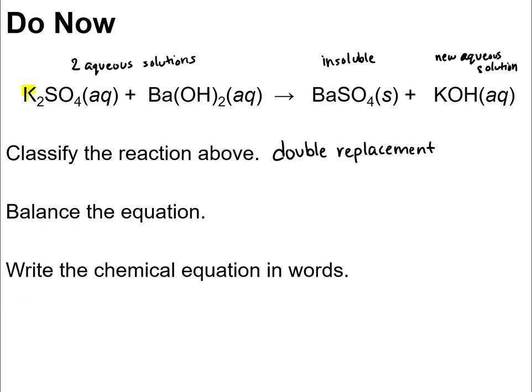If we track where the positive ions are, you can see that the potassium started with the sulfate and ended up with the hydroxide. The barium started with the hydroxide and ended up with the sulfate. And barium sulfate is insoluble.